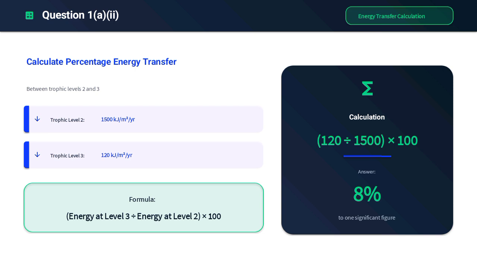The question asks for one significant figure, and 8 is already one significant figure. So the answer is simply 8%. Always remember to show your working in calculations like this.